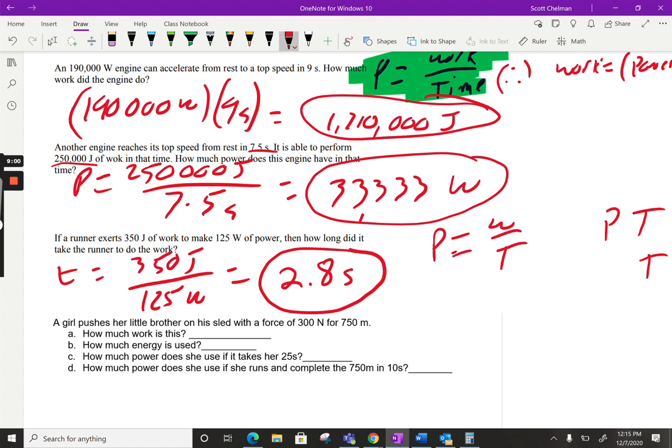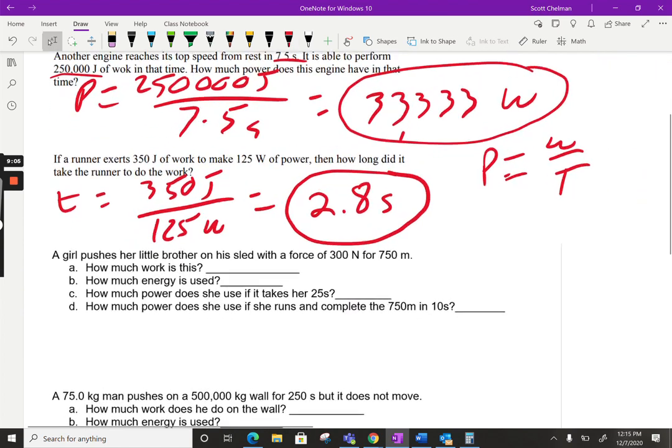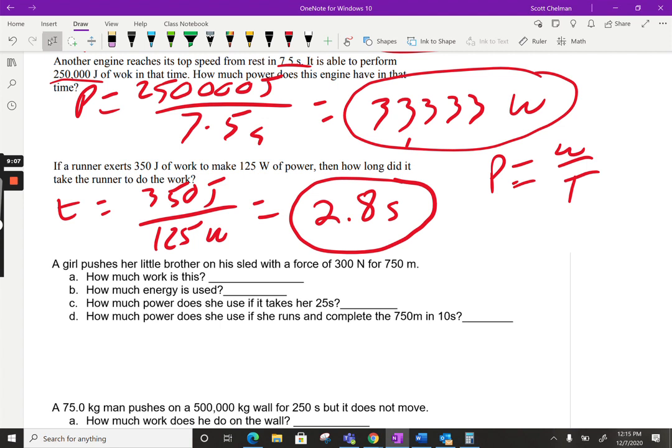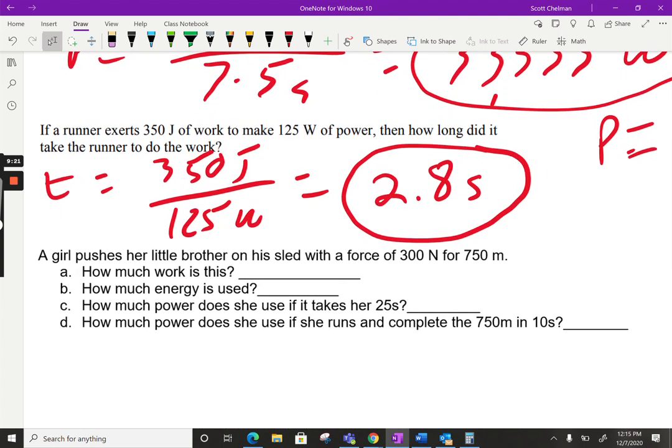All right, so since work is force times distance, then Miles, did you get how much work this girl does? Joules, right? Okay?